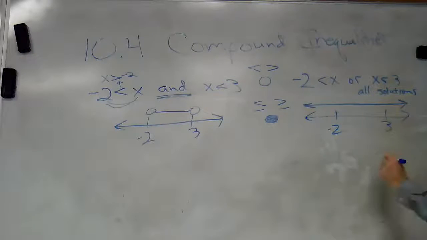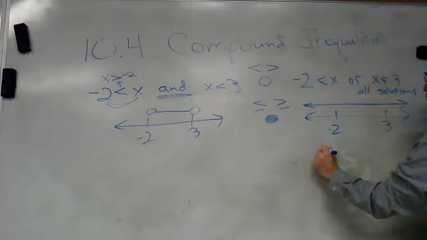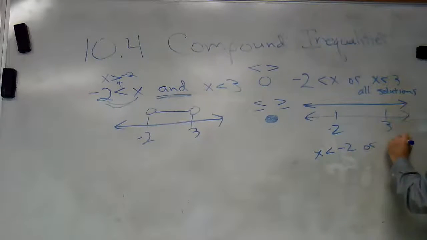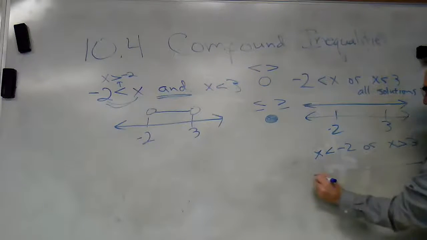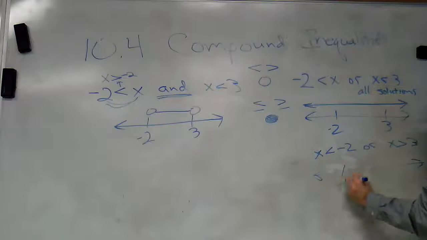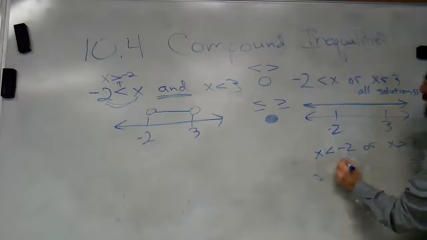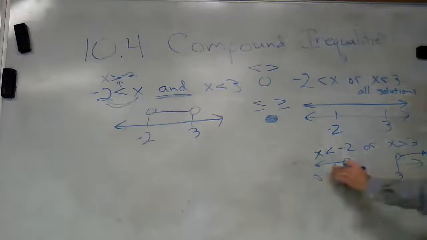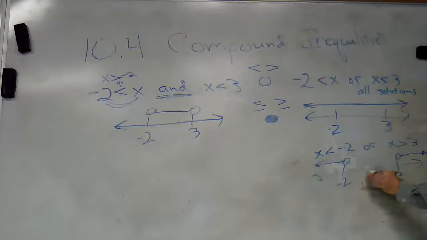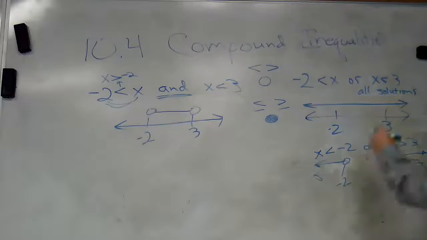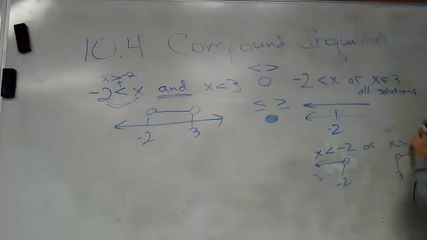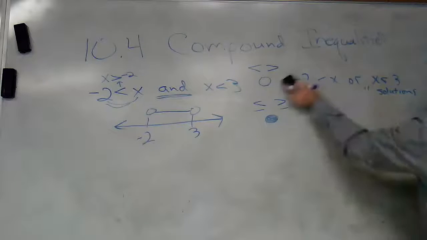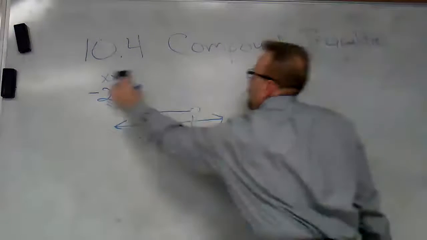The other time we could have, I'm going to change these signs. Or x is greater than 3. We could get -2. It's less than -2. Here's 3. Or greater than 3. So it could be a number out here or a number here, but not in the middle. Okay. So or gives you a little bit more leeway and gives you a definite, this is where it has to be.